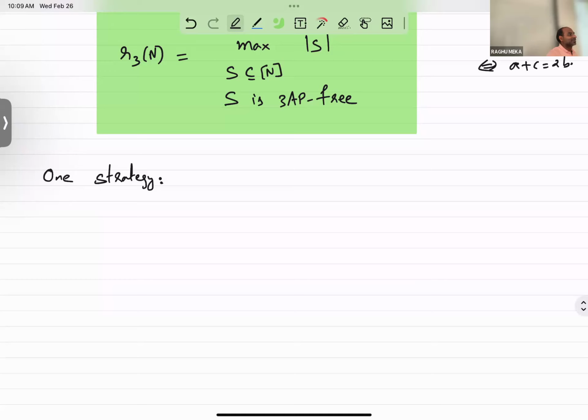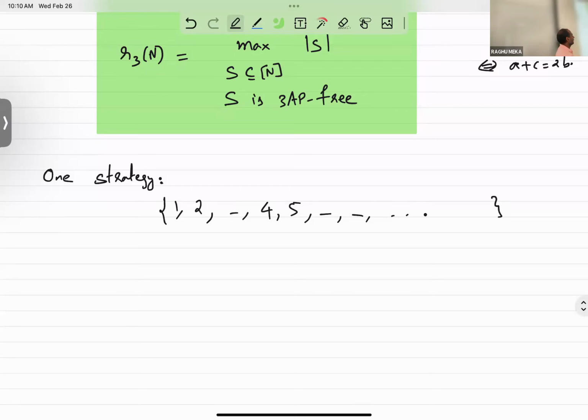Any guesses? Don't try to go to the very end. Especially from an algorithm's perspective, if you've done CS180, one of the first things you would try is greedy, right? I'll say, okay, I'm going to pick one, I can pick two, now I cannot pick three, because that would give me three numbers which are equally spaced. So cross out 3, and I pick 4. I can pick 5, I have to cross out 6, I have to cross out 7, and keep going.